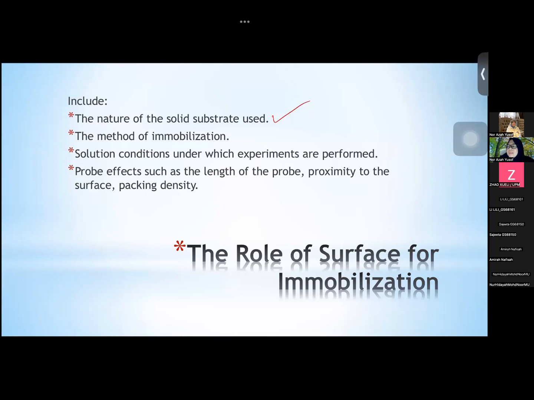After you know what kind of material, then you should know what chemistry is suitable for that particular material. If you're using silicon, what kind of chemistry? If you're using gold, what kind of chemistry? If you're using glass, what kind of chemistry? So you have to know the chemistry that suits the material. And of course, solution conditions also mean chemistry. Okay, probe effect, I will show you.